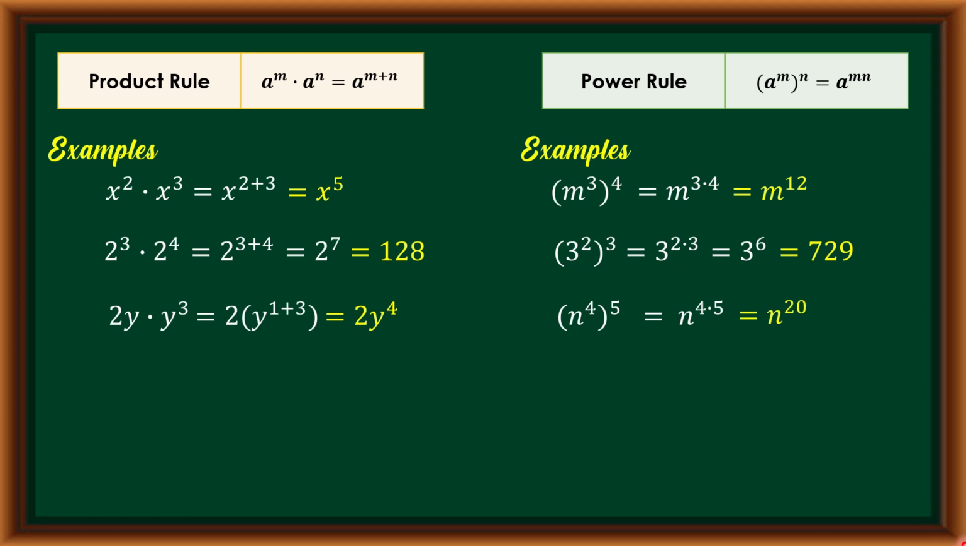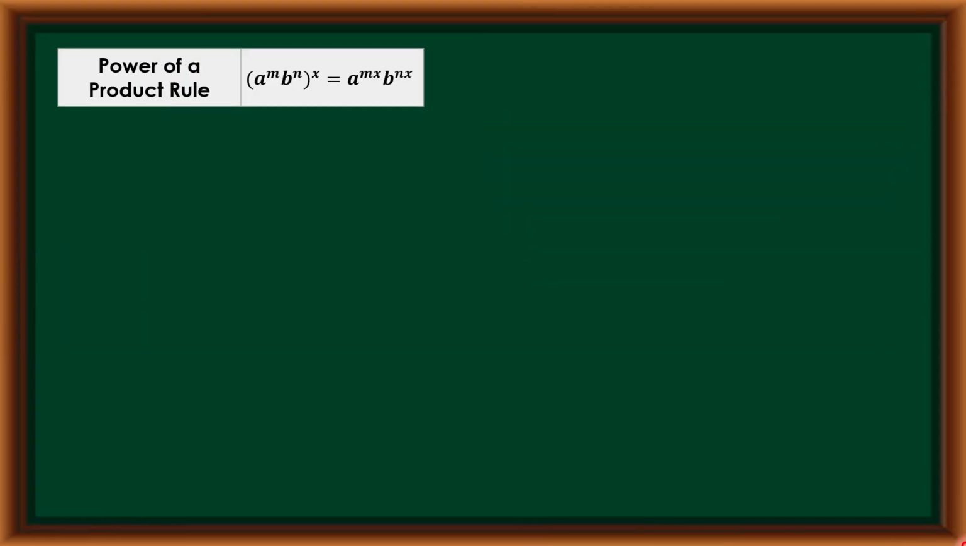Let us now move on with our third rule, which is the power of a product rule. It states that if there is an exponent outside the parentheses of the given two expressions, we will simply distribute that exponent to the expressions written inside the parentheses. So for example, we have quantity A raised to m times B raised to n, raised to x, which should be equal to A raised to the product of m and the exponent outside the parentheses, times B raised to the product of n and the exponent outside the parentheses, which is x.